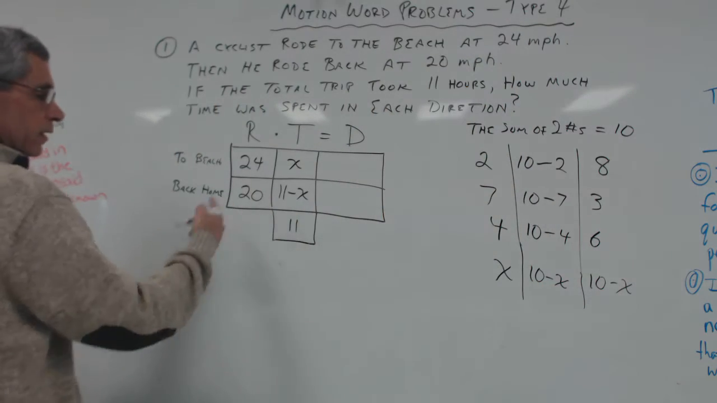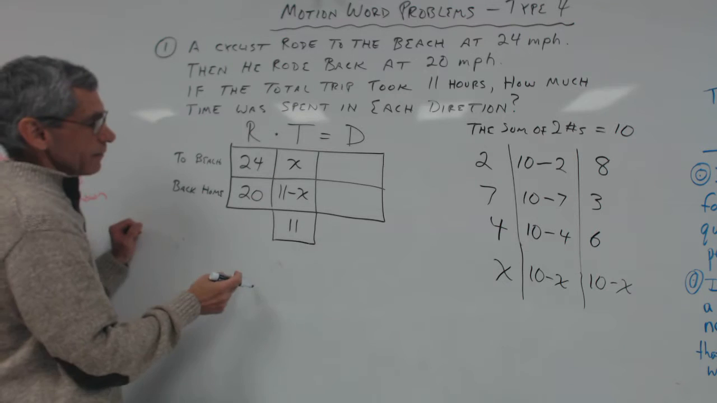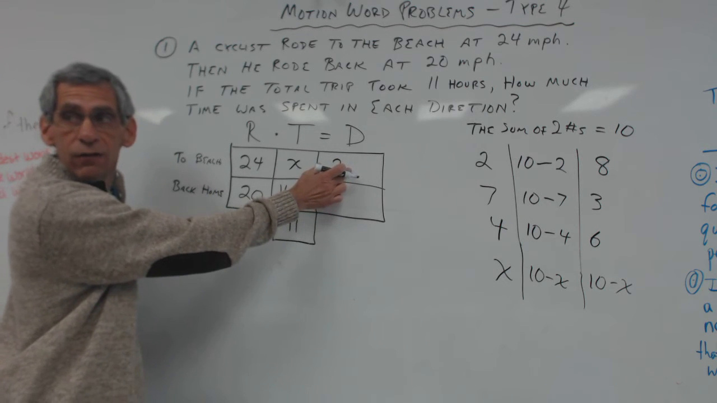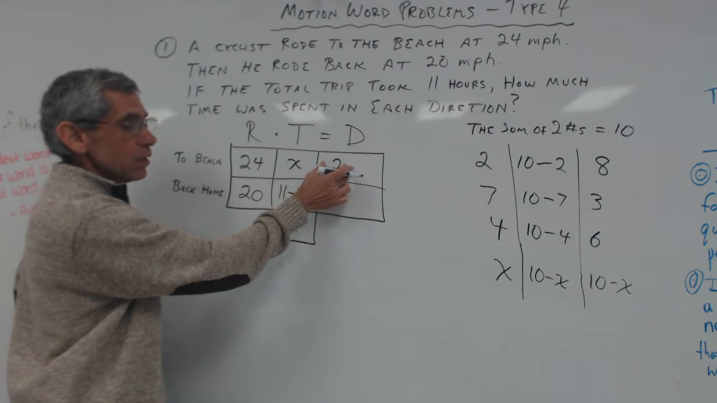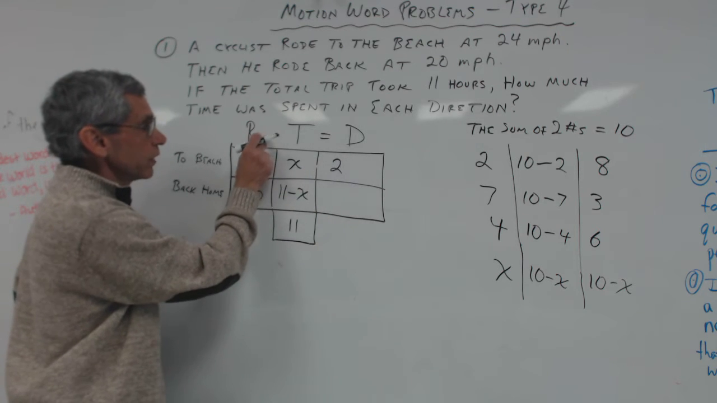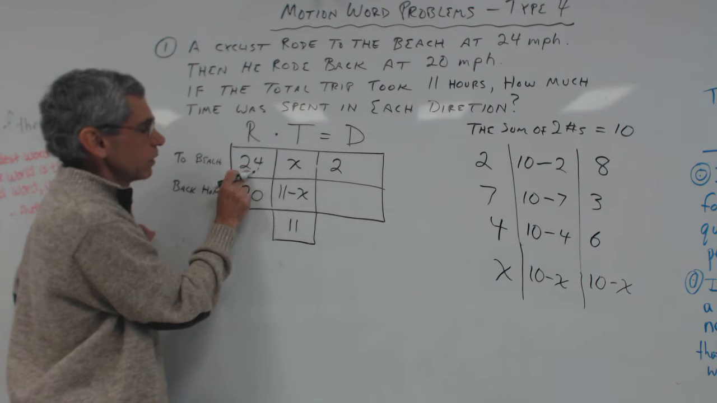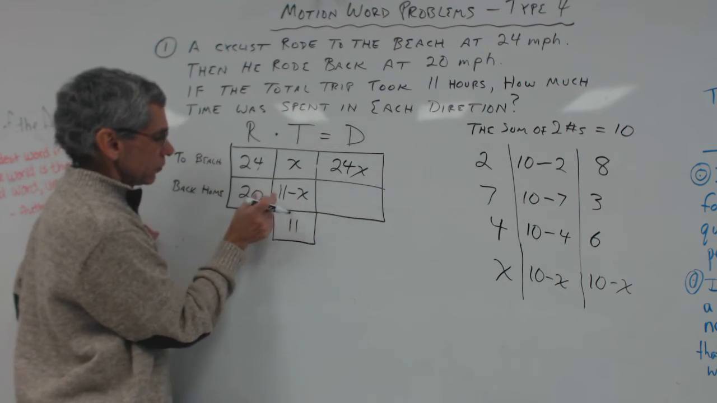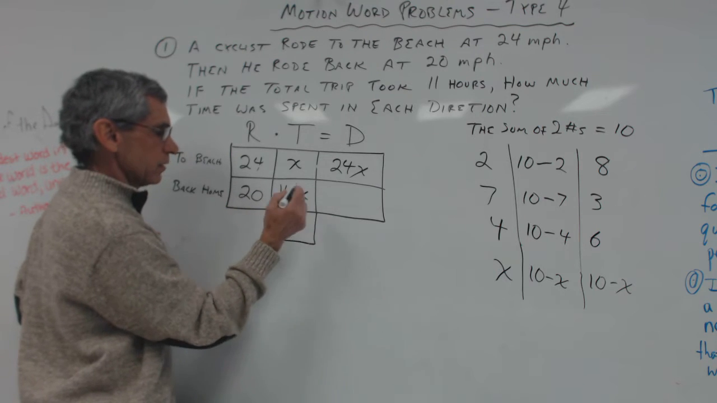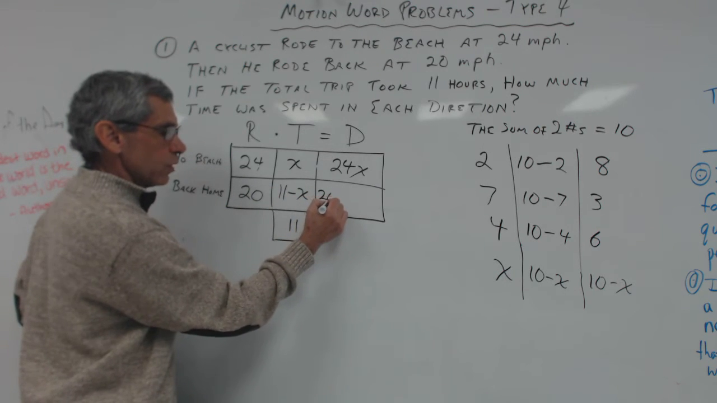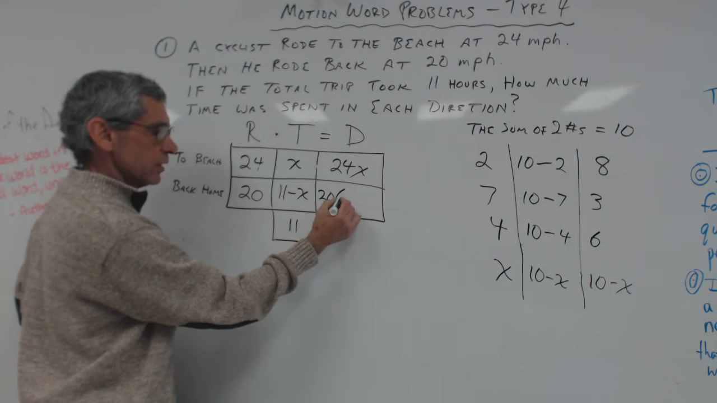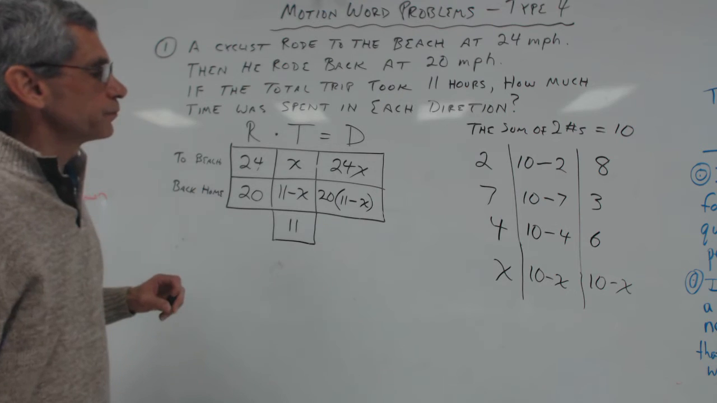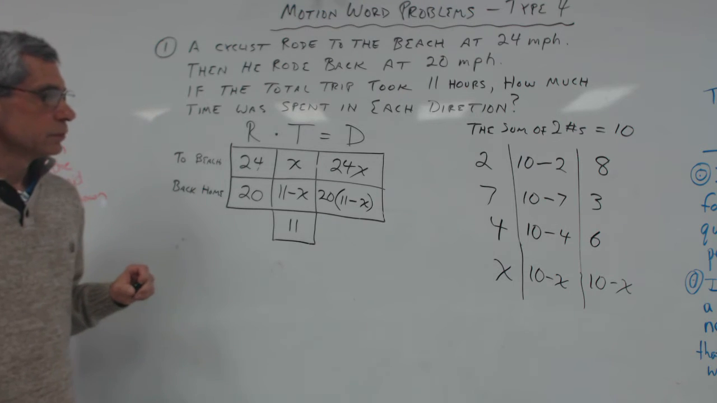It makes these really easy. So we've got this and this. If you remember, all you have to do to find d is rate times time. 24 times x is 24x. 20 times 11 minus x, I'm going to do with a parenthesis: 20 parenthesis 11 minus x. That way you use the distributive property.